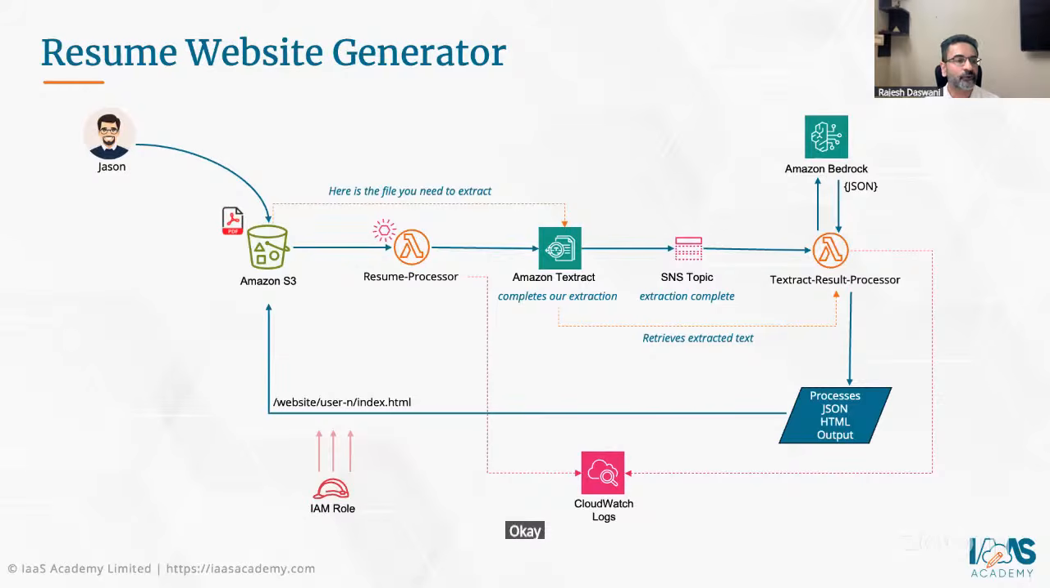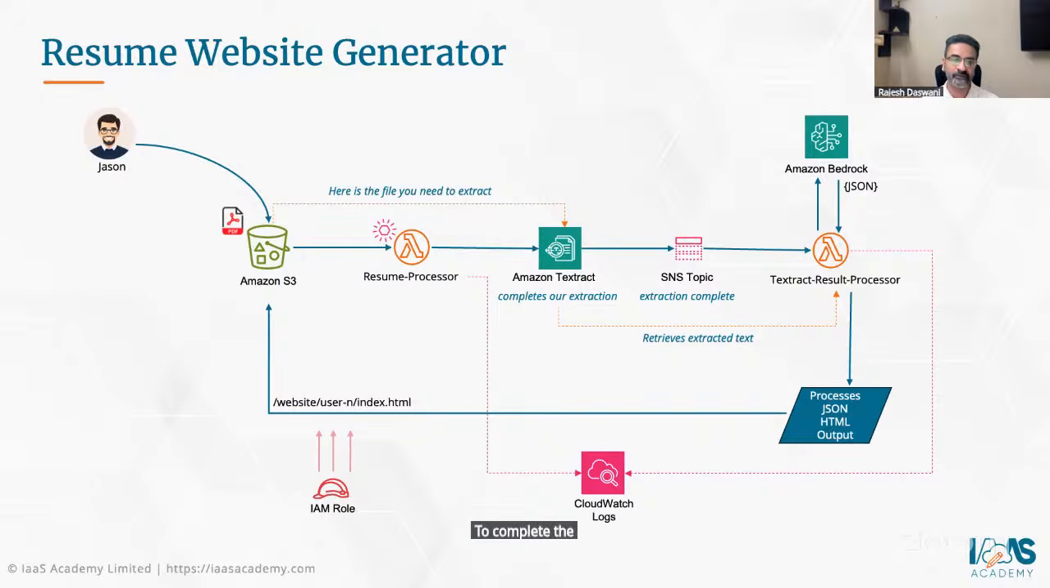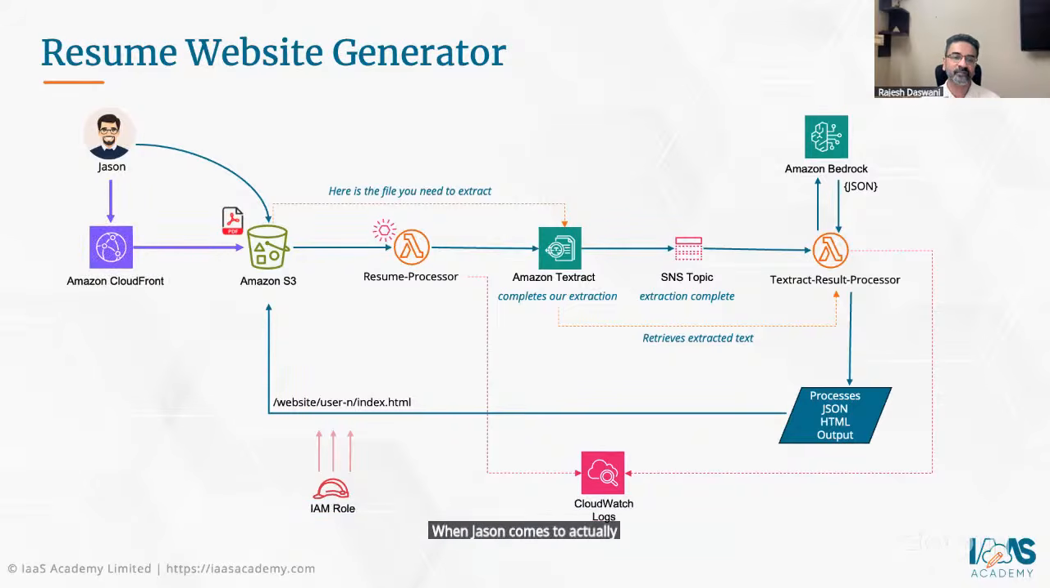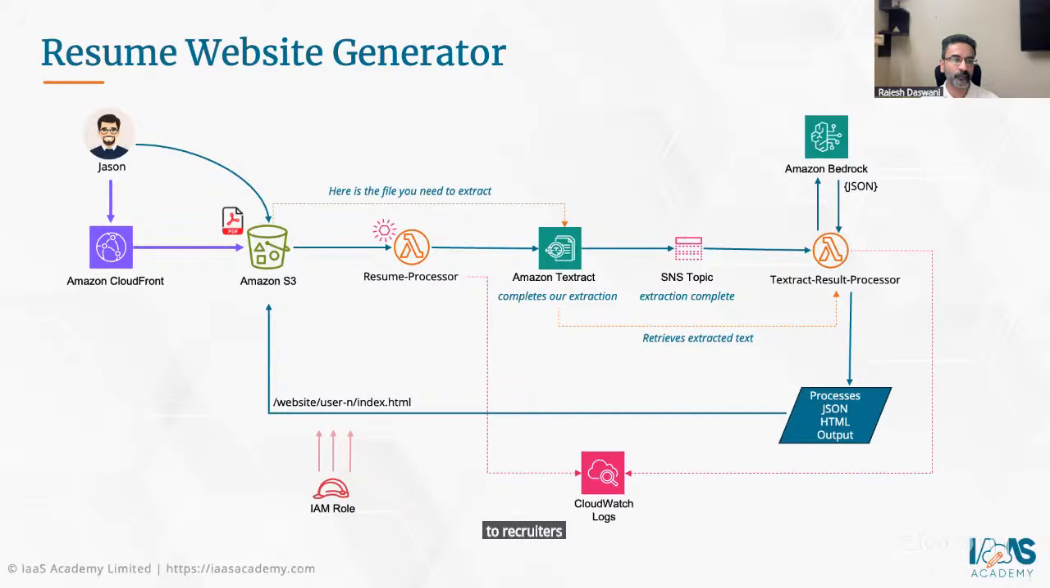Okay, so hopefully this is basically the architecture design pattern and the plan. Obviously this represents the backend processing of your data. Remember, today we're not looking at the front end. The front end could also be built to complete the application stack and then to build something viable that could be tested, tried out, and released into production. When Jason comes to actually access his website, he's going to be going via CloudFront, and then he can supply the CloudFront distribution URL, which incidentally can also be associated with a custom domain name, to recruiters and hiring managers, put it up on his LinkedIn profile, and so on and so forth.